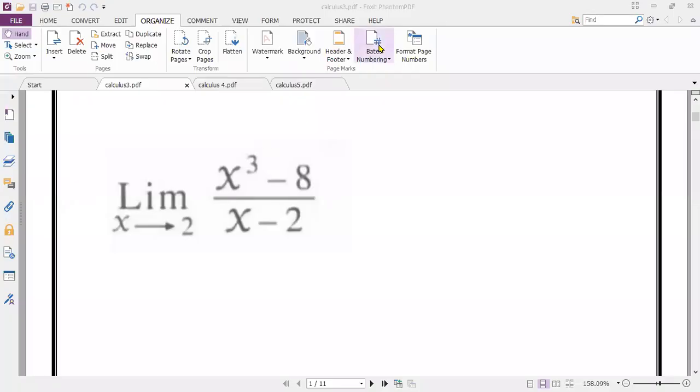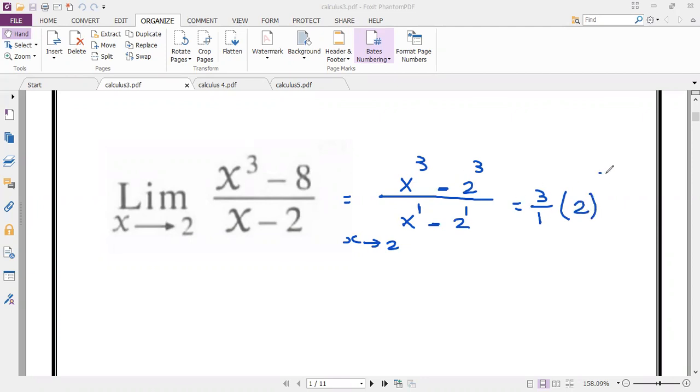Here we have x cubed minus 8, all divided by x minus 2. So we'll write it as x to the power of 3 minus, we can write this 8 as 2 to the power of 3, all divided by x minus 2 when x approaches 2. So you'll divide the power by the power. The power here is 3 and the power at the bottom is 1. So it's 3 over 1. Then you write the number after the negative, which is 2. Then subtract powers, 3 minus 1. So it will be 3 multiplied by 2 to the power of 3 minus 1, which is 2. 3 times 2 equals 6.